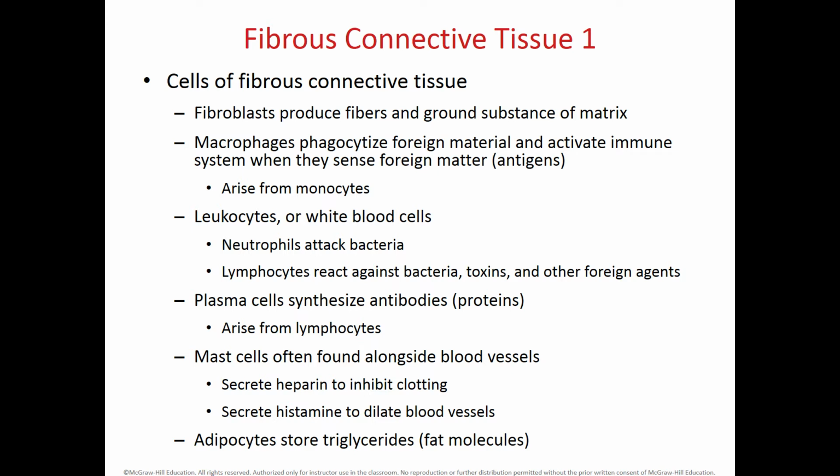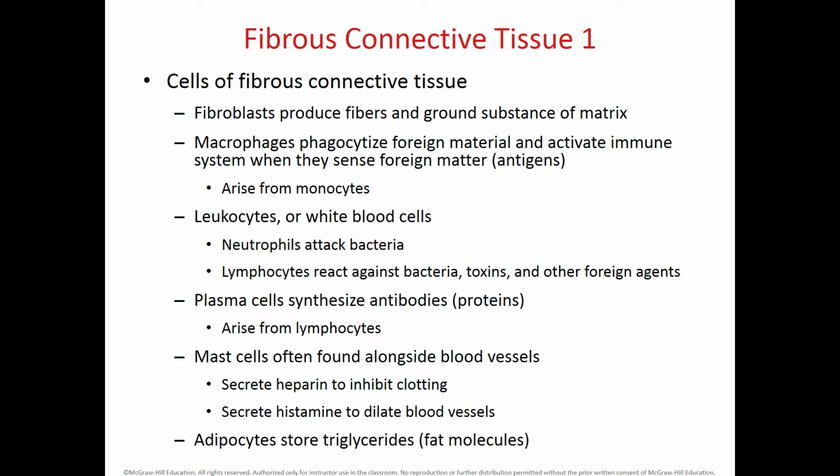So the function of the fibroblast is to produce collagen fibers, elastic fibers, and the ground substance or matrix. The function of the macrophages will be to eat foreign material. Eating, in anatomy, is called phagocytosis. And also these macrophages help to activate cells of the immune system when they detect the presence of foreign matter that we call antigens. Now these macrophages arise from blood cells that we call monocytes.